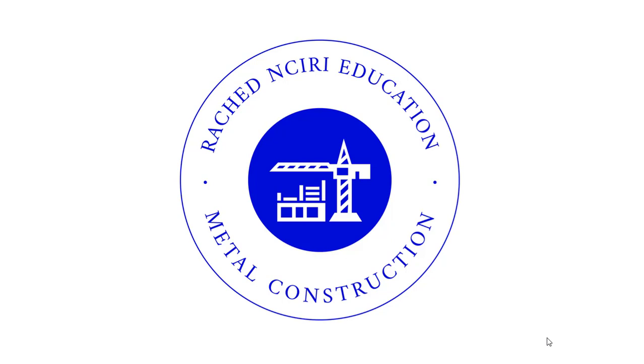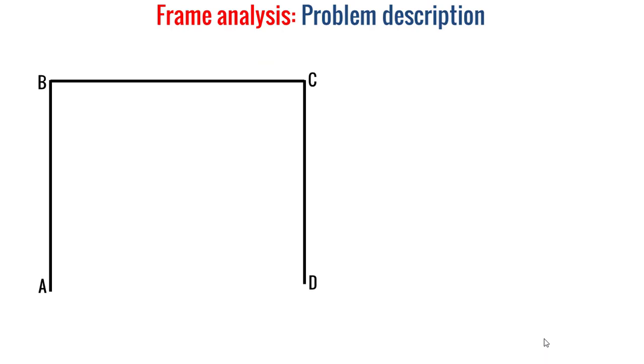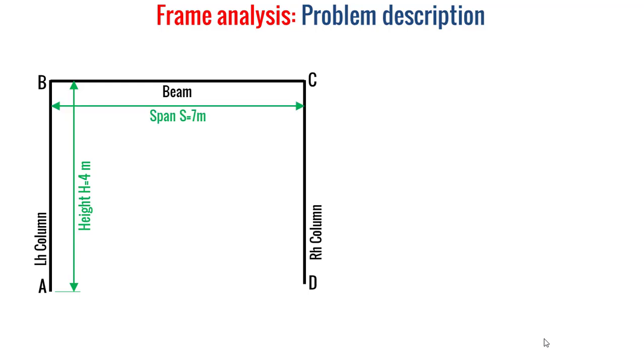Okay, let's go. Well, for our problem description, let's consider a simple frame ABCD as it is depicted by this slide. This frame is constituted, of course, by left-hand and right-hand columns as vertical elements and a beam as horizontal element. The height h of this frame is equal to 4 meters and the span s is equal to 7 meters.